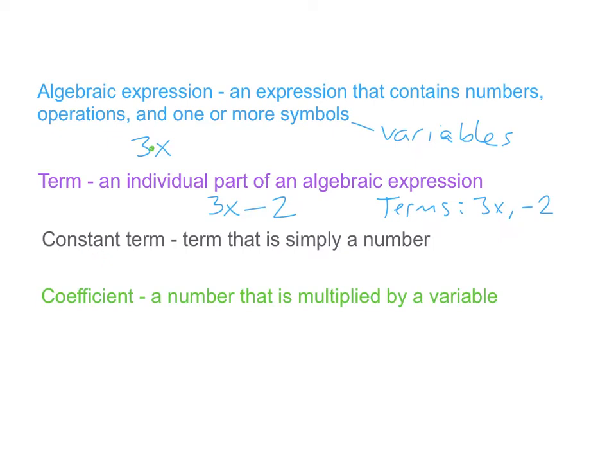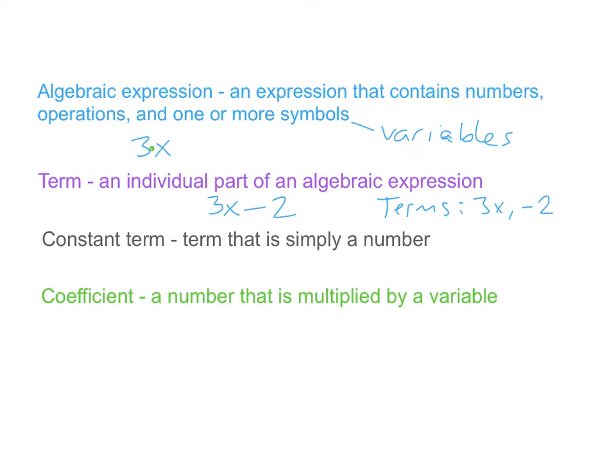A constant term is a term that is simply a number, right? So up here, what is the constant term? Here in 3x minus 2, the constant term was negative 2. And a coefficient is just a number that's multiplied by a variable. So what is the coefficient in this term up here? The coefficient would be 3, okay? So we're going to practice that a lot.